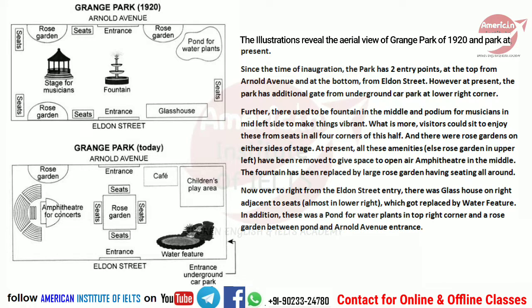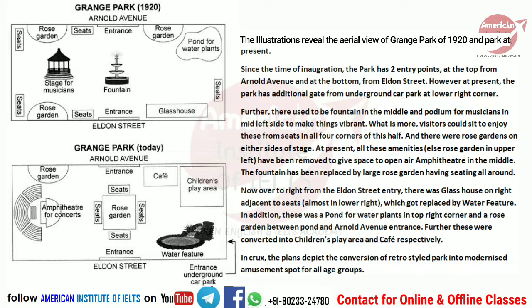In addition, there was a pond for water plants in the top right corner and a rose garden between the pond and the Arnold Avenue entrance. Further, these were converted into a children's play area and a cafe respectively. So now we have these two things. Now over to the overview or the conclusion of this activity. In crux, the plan depicts the conversion of a retro style park into a modernized amusement spot for all age groups.